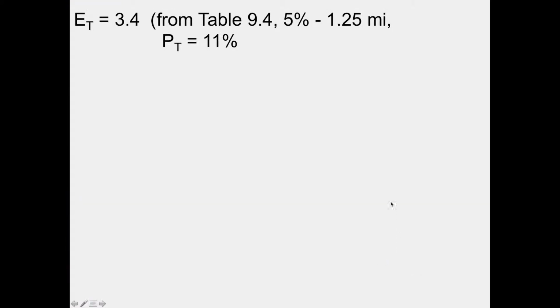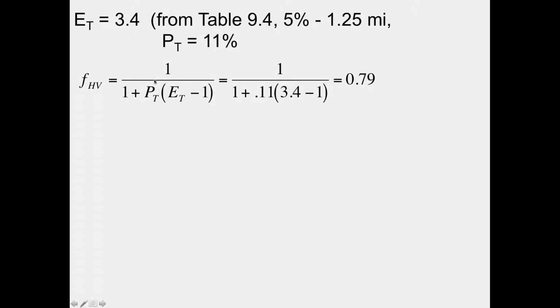So the first thing that we can do, knowing that it's a 5% grade, 1¼ miles long, with percent trucks of 11%, can find the equivalent trucks for the problem. So we can calculate the heavy vehicle factor. This could have been a sequence of grades. It doesn't matter, right? Whatever it is, we can now find it.